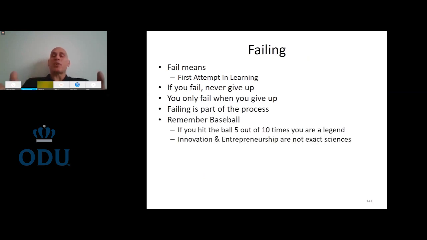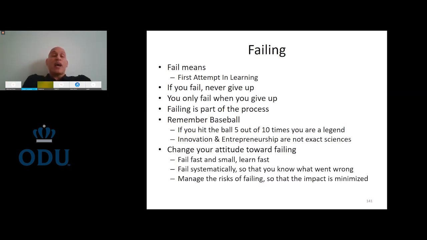Failing is just part of the process. Just remember baseball. When you become an entrepreneur or an innovator, it's like you becoming a baseball player. If you hit the ball 5 out of 10 times in your career, you are a legend. You are expected to fail. And innovation and entrepreneurship are not exact sciences.